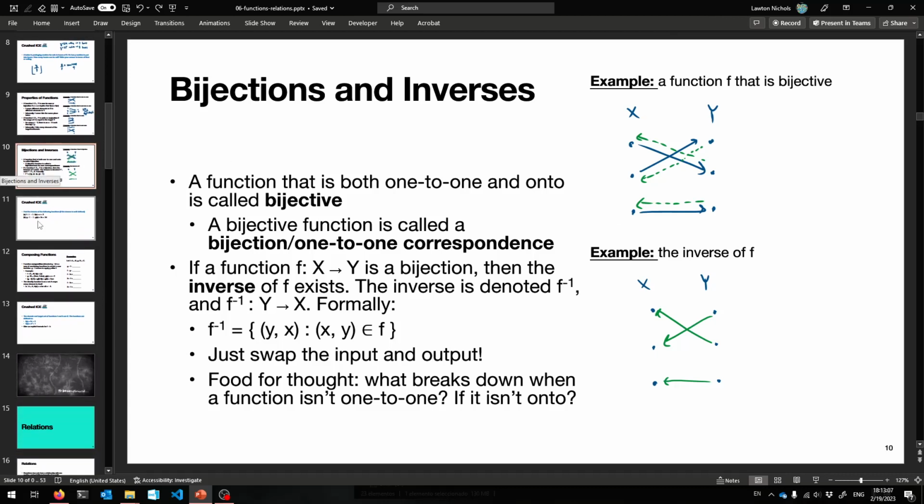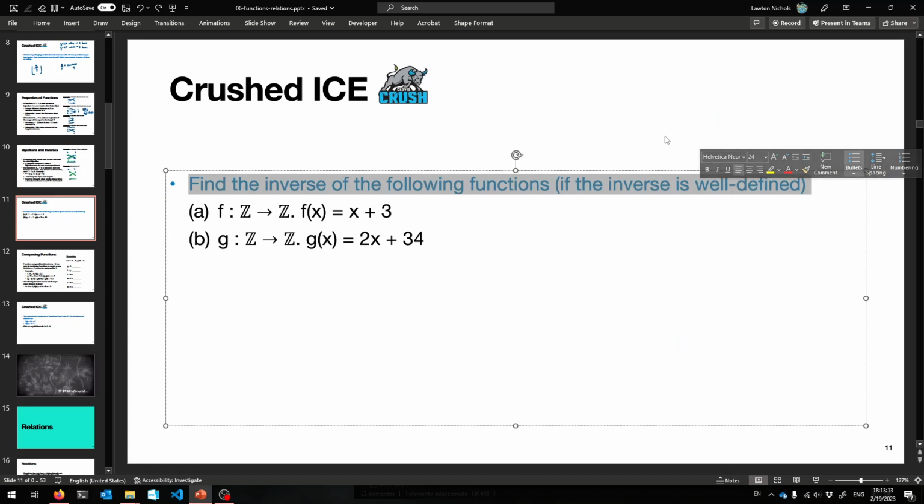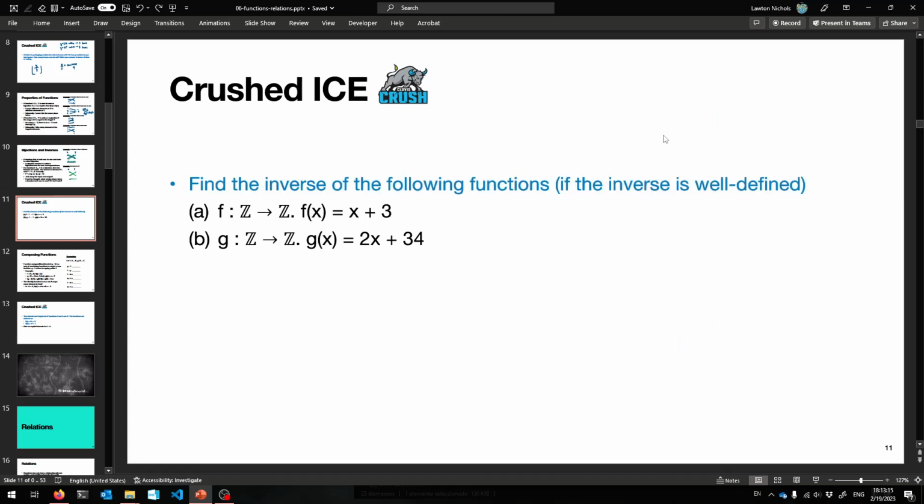So with that in mind, let me give you another question to try. I'd like you to find the inverse of the following functions if it exists, if the inverse is actually well defined. It may not be. Some functions don't have an inverse, and I want you to figure out if one of these does or does not. So if it exists, find it. Otherwise, tell me that it does not exist.